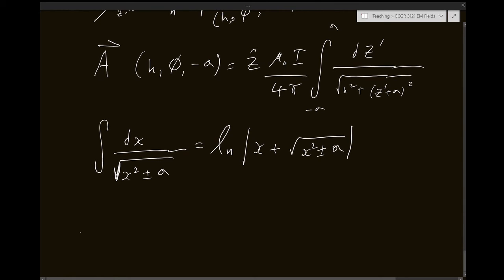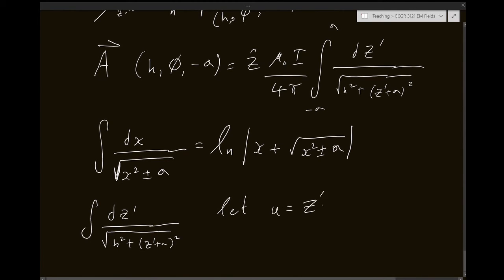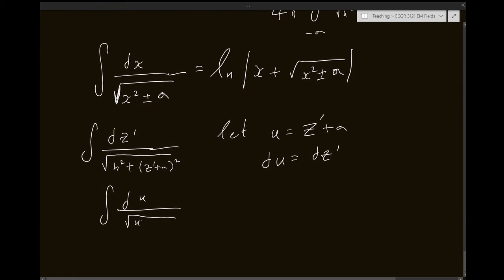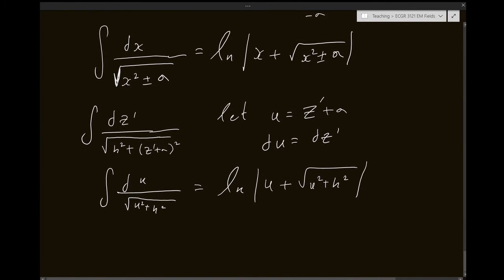So let's take this integral. We're not finding this exactly, we're finding this kind of integral, over the square root of h squared plus z prime plus a squared. So let's do substitution. Let's say u equals z prime plus a. That means that du equals dz prime. So my integral turns into du over the square root of u squared plus h squared, since z prime plus a is u. And so the integral according to the table is going to be ln of the absolute value of u plus the square root of u squared plus h squared.